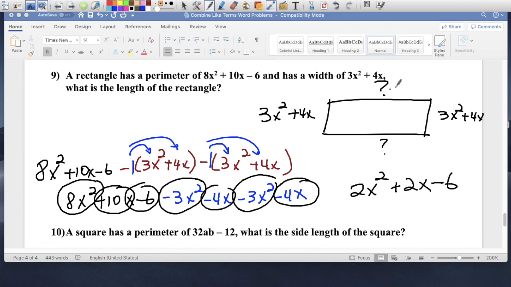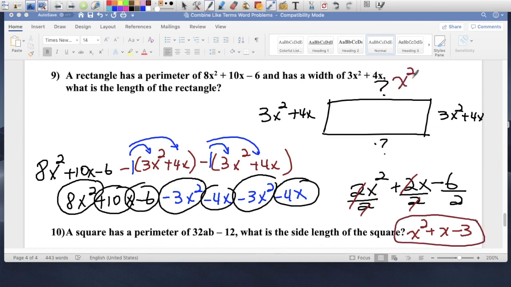That's what's left over. But again, remember, I have two sides. I have this side and this side. So I have to divide everybody by 2. Divide by 2. Divide by 2. Divide by 2. If I divide by 2, this becomes x squared. This becomes x. And minus 6 divided by 2 becomes minus 3. So that means this side over here is x squared plus x minus 3. And this one is x squared plus x minus 3. You can always double check and add everything, and you should get 8x squared plus 10x minus 6. And if you do, you know it's right.